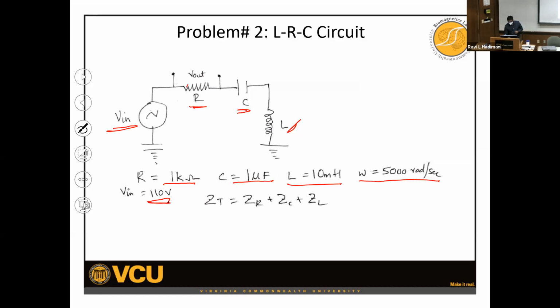So 5,000, if you divide by 2 pi, that is 6 point something. This is about 900 hertz. This is a very different signal. It's a very high frequency signal at 110 volts. That means it has a lot of energy. Okay, so how will you do it?